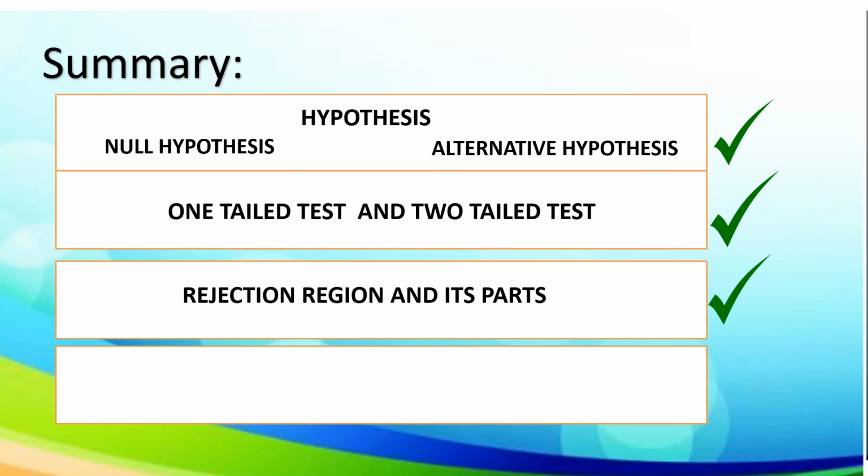We have two kinds of errors. The first one is type 1 error. Type 1 error refers to when the null hypothesis is true but rejected. And type 2 error exists when the given null hypothesis is false but accepted.